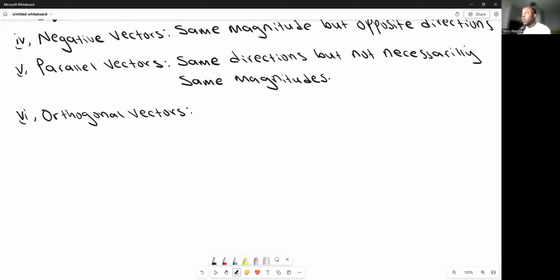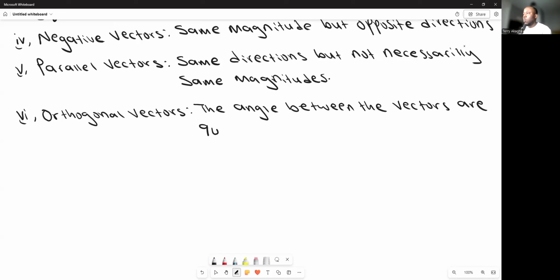Orthogonal vectors. So the angle between the vectors is 90 degrees. Okay. Or the dot product. So I like to look at the angle or the dot product.